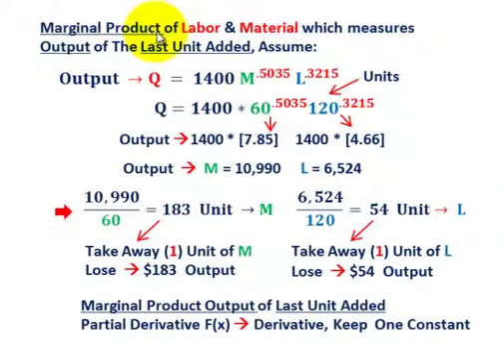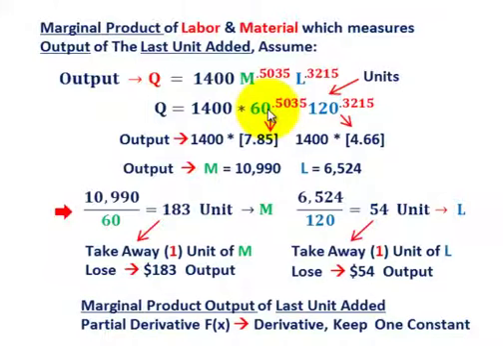Okay, again, marginal product of labor and material really measures the output of the last unit that we added. So let's just look at it in these simple terms. Let's assume we have this production function here, and let's say for material we have 60 units and for labor 120 units. Going into our equation and solving for material, raised to the power 0.50, you're going to come up with 7.85 units, the value based on 60 units of material being added.